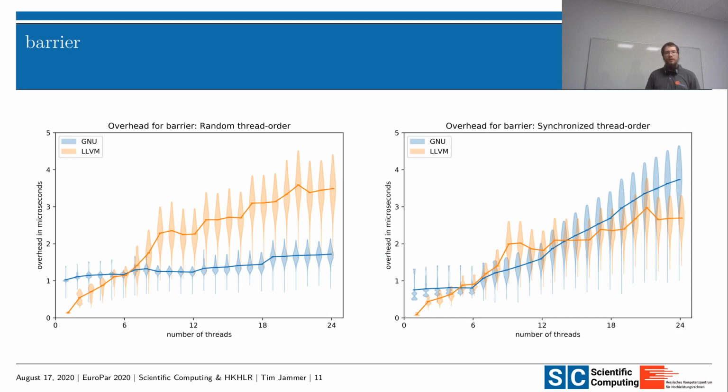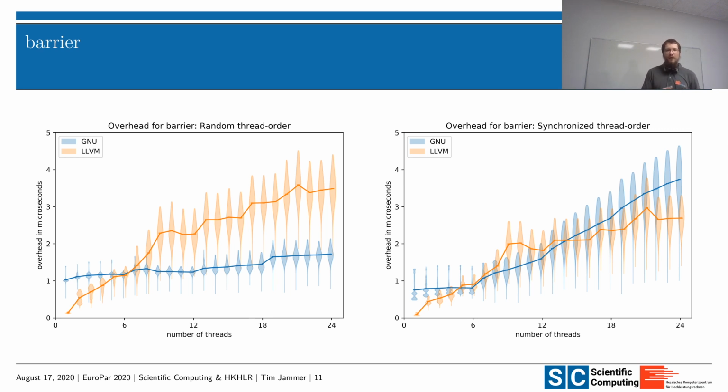So let's have another look at the barrier implementation. Here you see again the number of threads versus the overhead. The overhead in this case is the time between the last thread arriving at the barrier and the last thread leaving the barrier, because this is the time that at least one thread spends processing the barrier operation, although this is not needed by the semantics of the barrier operation. Because once the last thread has arrived at the barrier, all threads should resume to the user code as fast as possible.